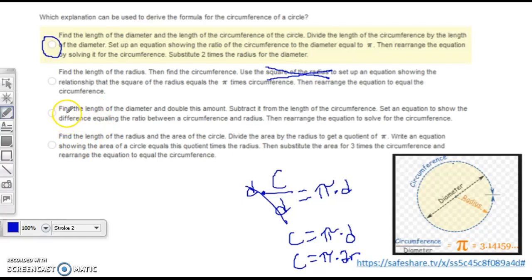Let's look at the next one. Find the length of the diameter and double the amount. We don't ever double the diameter, we double the radius. So that one's gone. And the next one, find the length of the radius and the area of the circle. We don't need the area of the circle to figure out circumference. So it is a really wordy problem, but I think you can either use elimination or the videos and such to help you figure it out.